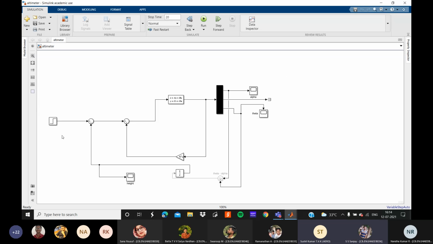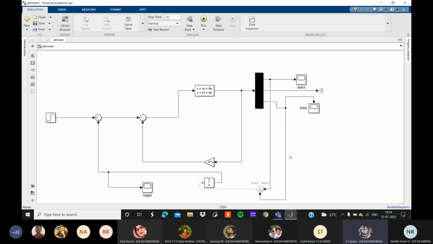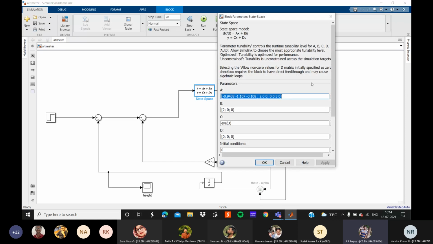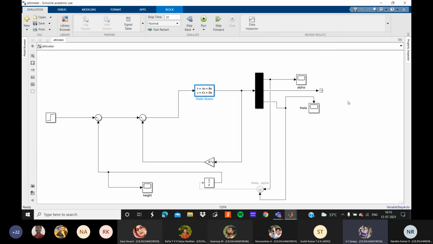Sir, the state space we designed using the transfer function which was given to us, theta by delta. Using that and some MATLAB commands, we got the ABCD matrices. From the state space we got three outputs: alpha, theta, and pitch rate. Pitch rate we don't want, so we have terminated it. Theta and alpha we want.